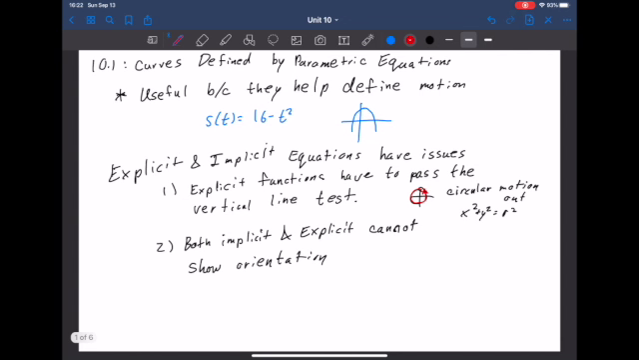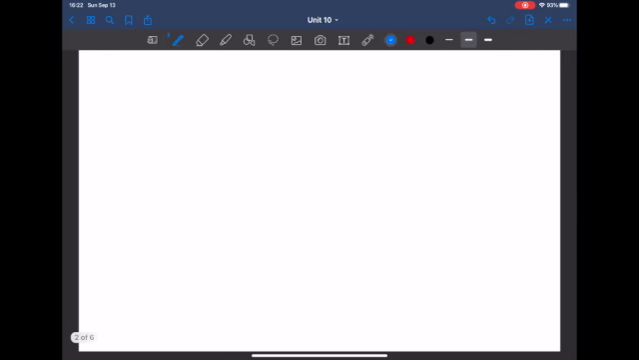So that's what we'll use parametric equations to do: we'll fix both of these problems. We won't have to worry too much about the vertical line test, nor will we have to worry about how can we talk about orientation? Do I just have to know it? No, we'll be able to get this out of the equations themselves.